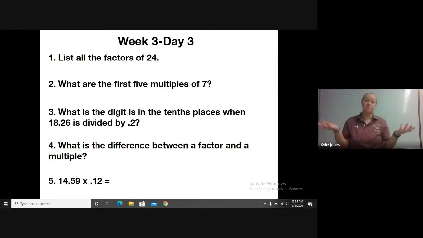Number 4, what's the difference between a factor and a multiple? So if you're able to get 1 and 2, you should be able to do number 4. And then number 5, you're multiplying 14 and 59 hundredths times 12 hundredths. I'll put on a little bit of music and give you until 10:40.